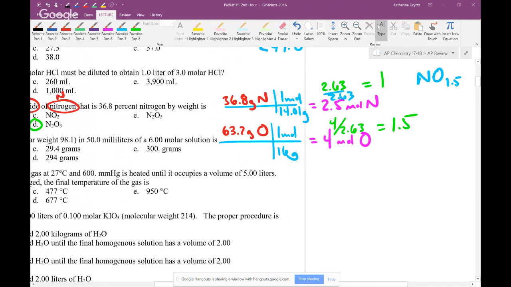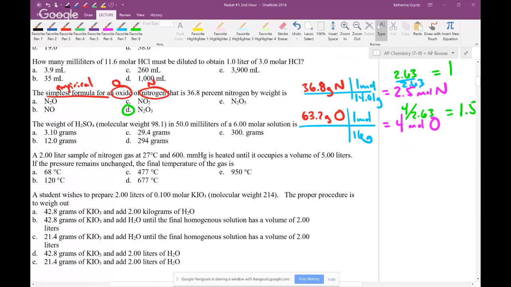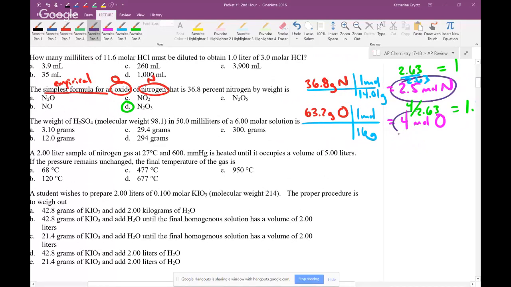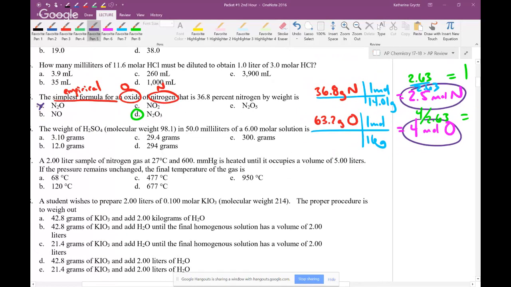Okay, but if you had to do this without a calculator, if you're looking at these numbers right here, you can see that O is going to be more than N, so it's not A or B. And then O is not quite double N, and E is more than double N.